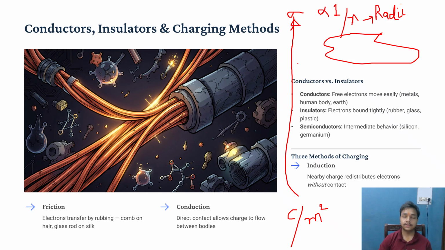So the surface charge density is inversely proportional to the radii. When charge is supplied to this conductor, it is distributed on its outer surface with varying surface charge density, given as coulomb per meter square. At different points of the surface where the radius of curvature is small, for isolated conductors, the surface charge density is observed to be inversely proportional to the radii.